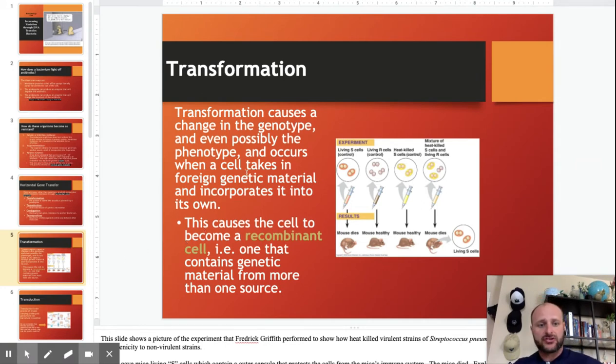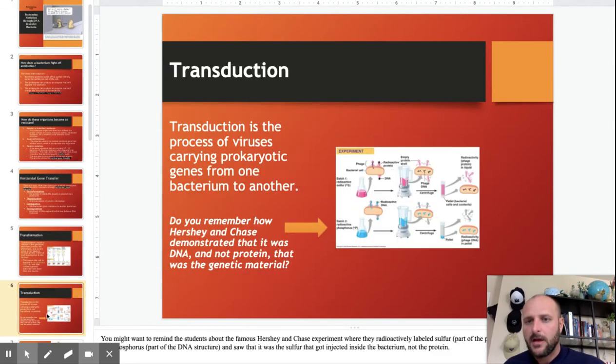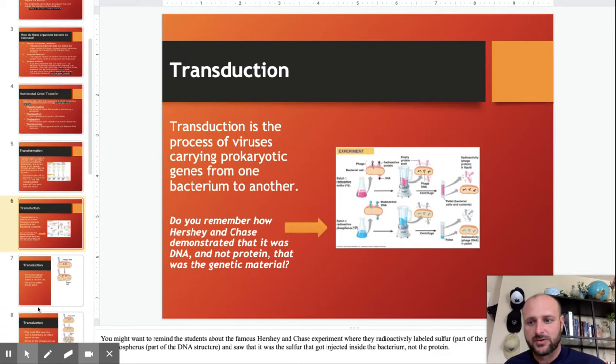We just got done talking about transformation, where some other genetic material can be put into another cell, and then that cell can use it as its own. That's transformation. And the Griffith experiment, which I explained pretty quickly before, because we did it before, shows that. So let's go to transduction, which is the second way.